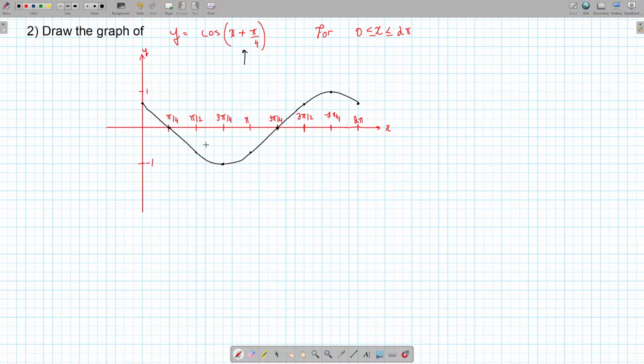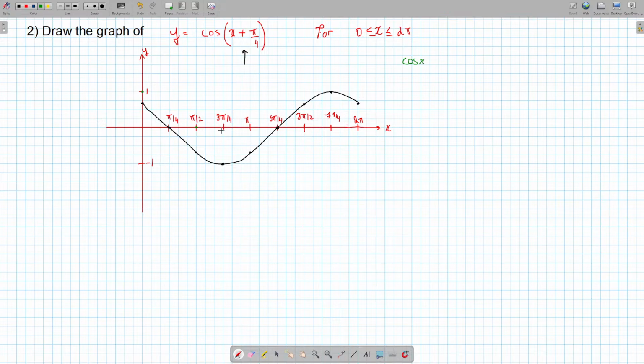Okay, just graph it. Another nice way you can do it is to graph cosine x normally. You can graph cosine x, right? Which looks like this, right? Over here.